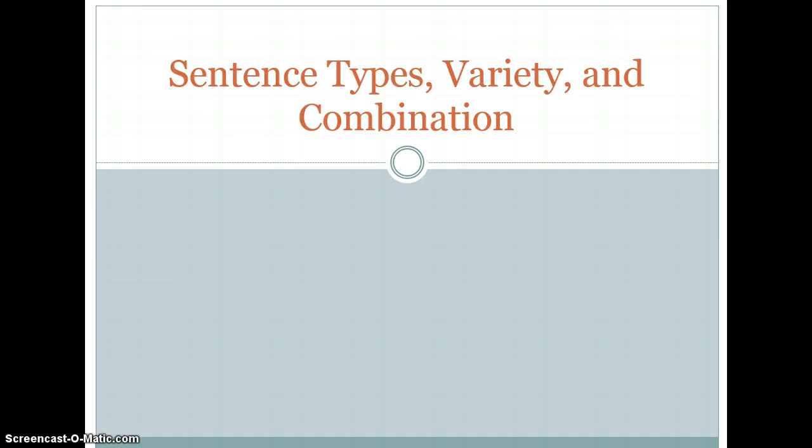Welcome to Sentence Types, Variety, and Combination for your AP Grammar Unit. This is the second part of Lesson 2, which has to do with putting together sentences using clauses. The sentence types and how you combine them is dependent on clauses. That's why we've gone from one to the other.